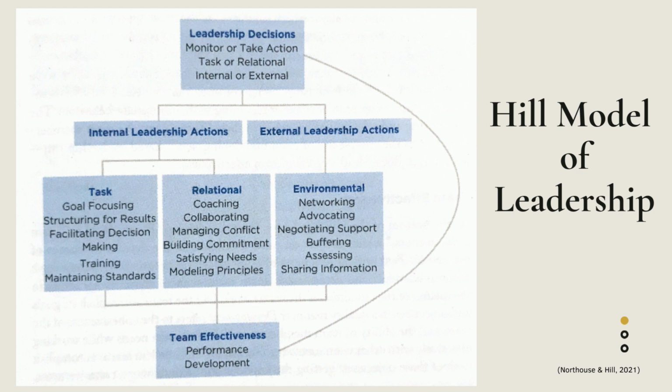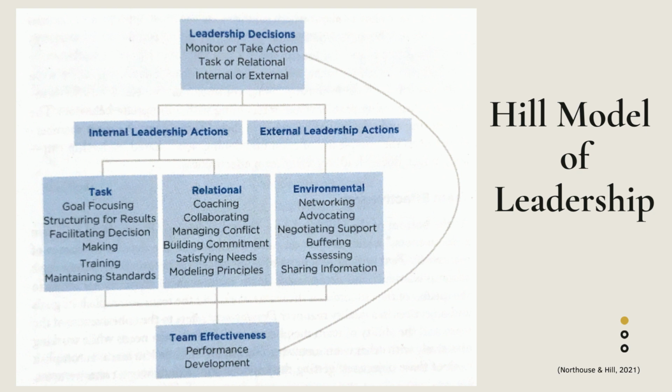So the model starts with that top box labeled leadership decisions and focuses on whether leaders choose to monitor problems or take action. Leaders can act on both internal and external problems, which is that second line there, with the main focus always being on the team's overall effectiveness. Then, in that third line, leaders must decide whether the team needs help with task, relational, or environmental issues. The model also provides a few examples for each action category that can help guide the leader to making the right decision, but it doesn't list all of the potential action steps.